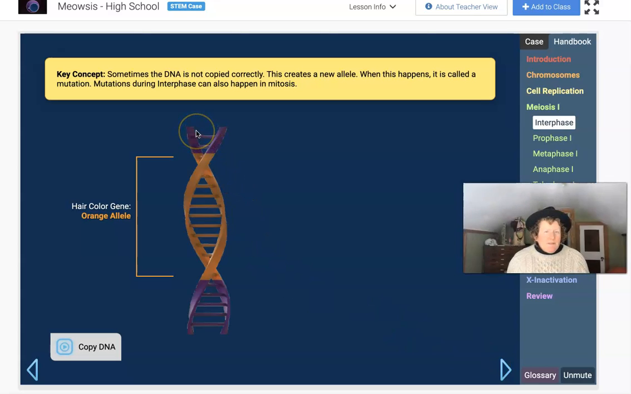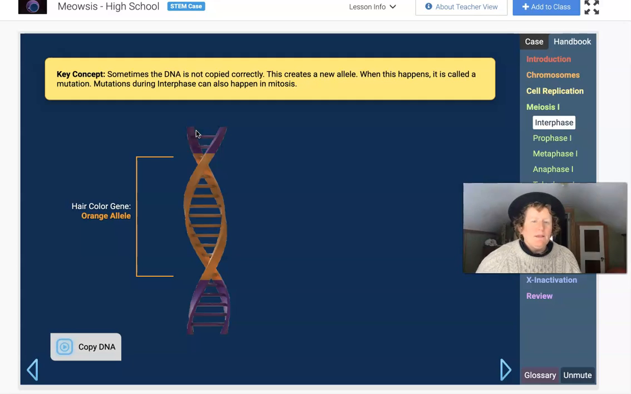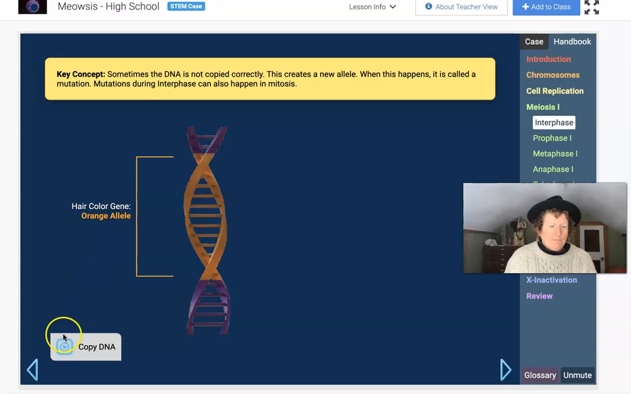So sometimes DNA is not copied correctly. This creates a new allele. When this happens, it's called a mutation. Mutations during interphase can also happen in mitosis. So mutations are pretty common. Sometimes they harm the organism, sometimes they help the organism, sometimes they're neutral.